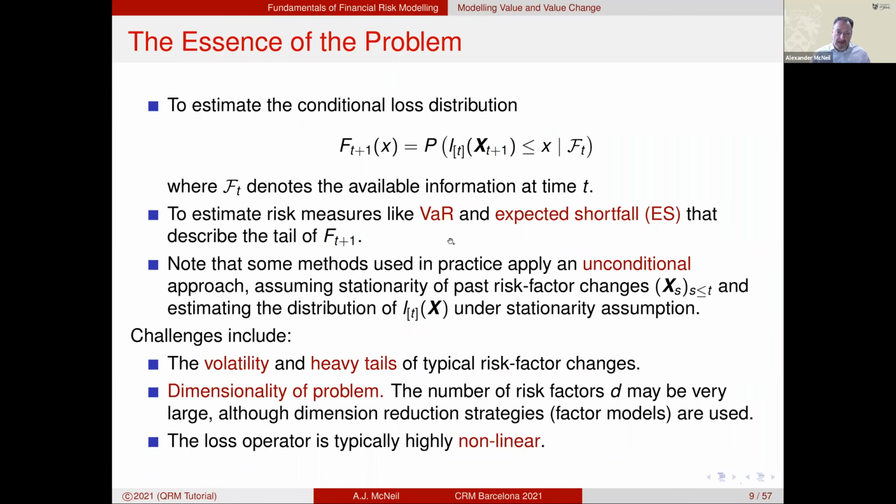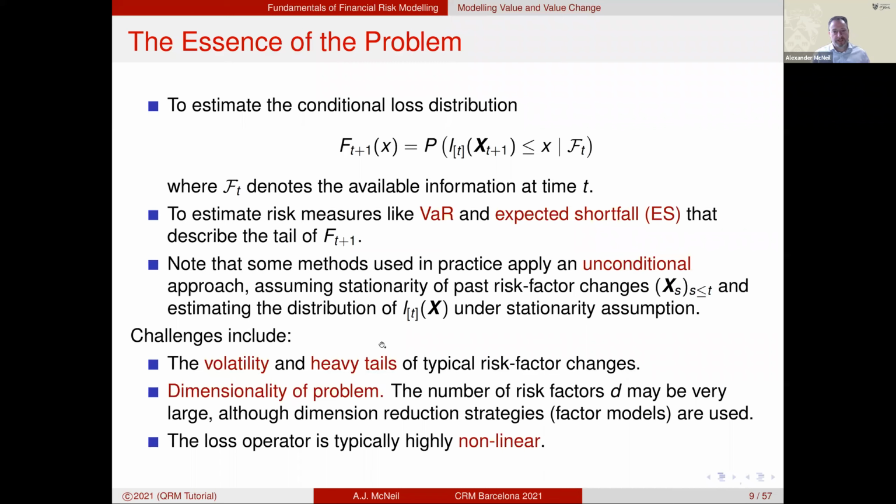And when I talk about backtesting methods, I will look in particular at methods which can detect whether a bank is properly modeling volatility and the conditional distribution of losses, or whether they are neglecting volatility and really just modeling the unconditional or stationary distribution of losses.